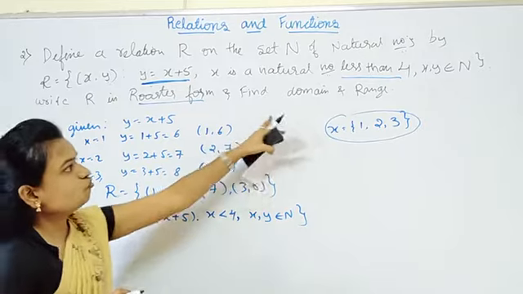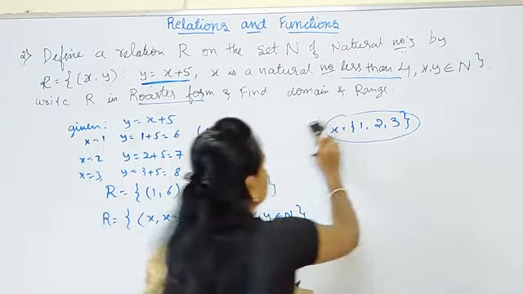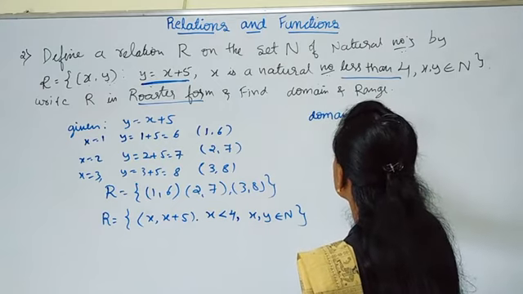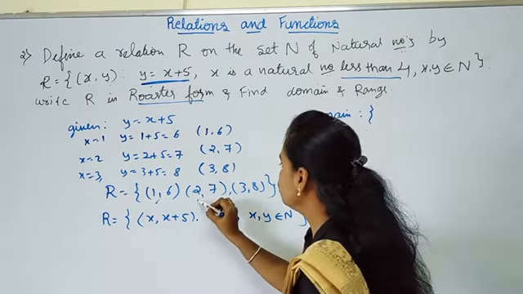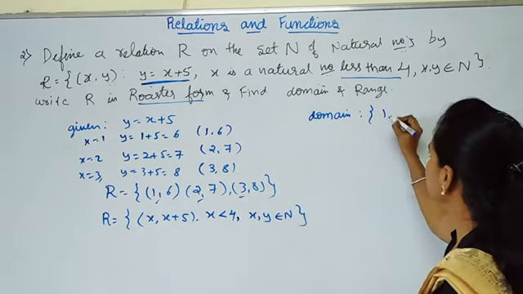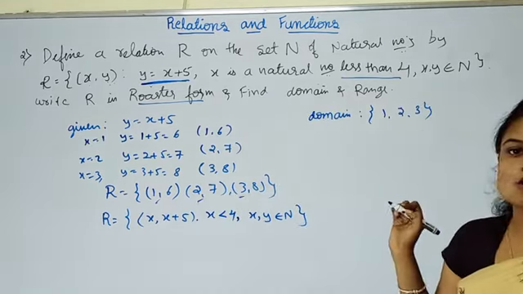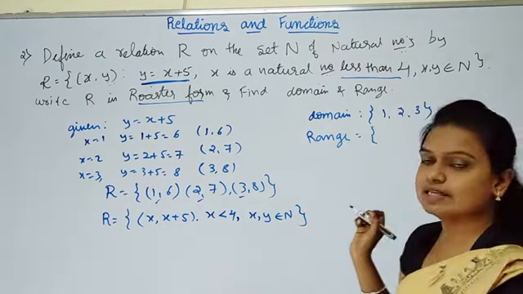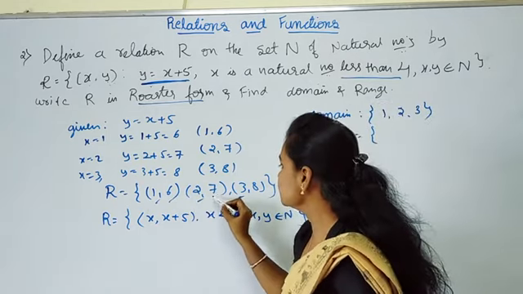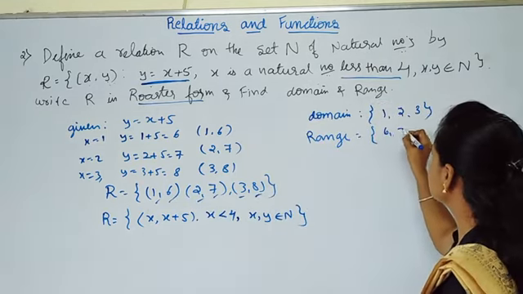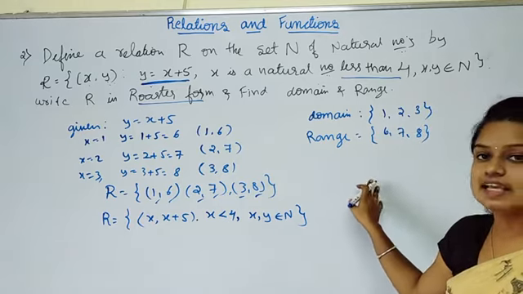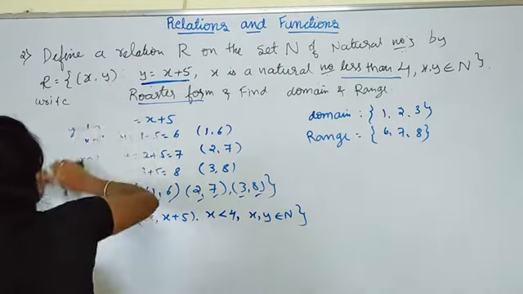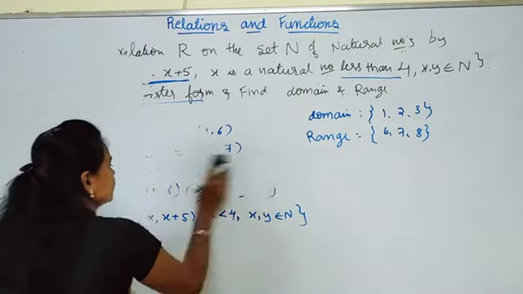Next we have to find the domain and range. Very simple. The domain means the set of all first elements. What are the first elements? 1, 2, 3. This is the domain. And the range is the set of all second elements, that is 6, 7, 8. This is the range for this relation. Understand? So we move on to the next problem.